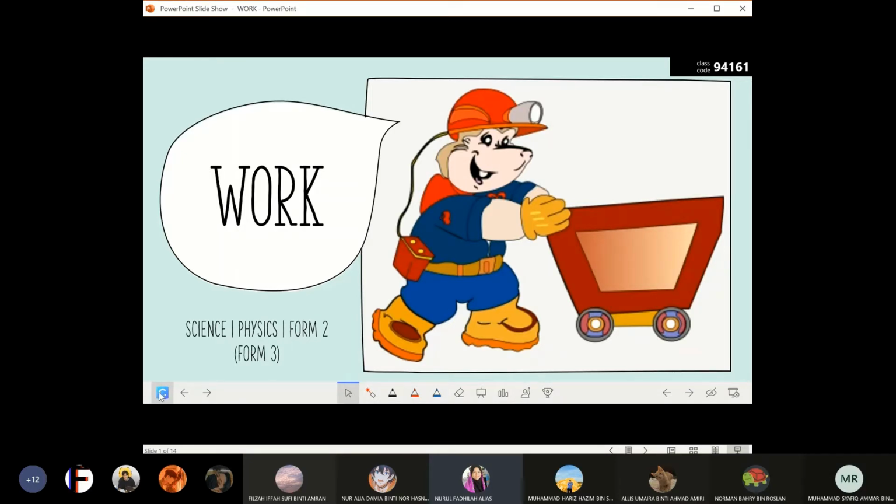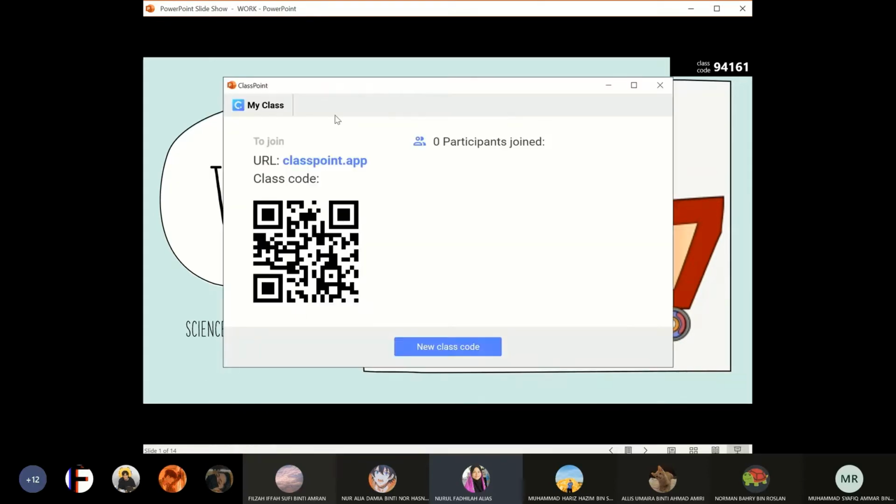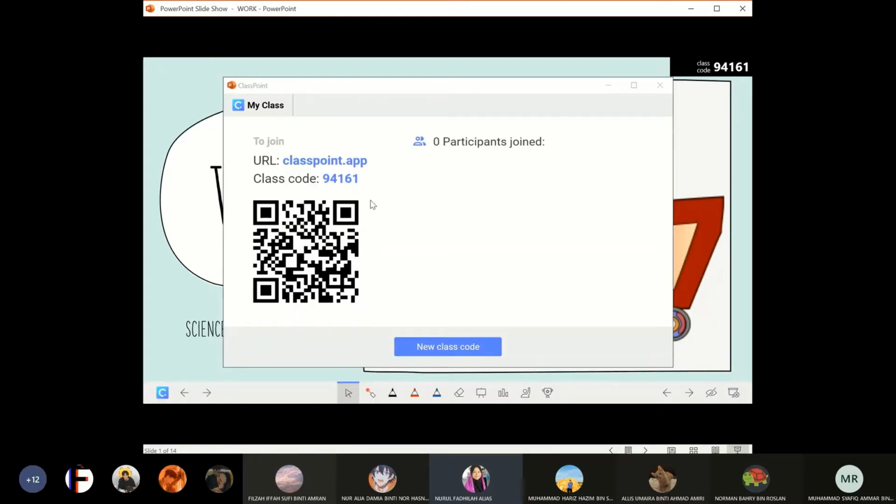Has anyone used ClassPoint in any class before? No. Okay, so I want to share it, this is very nice and interactive. If you are using your laptop or your iPad, go to Safari or Google Chrome and type classpoint.app. This is not an application, just a website. So you can go to classpoint.app.